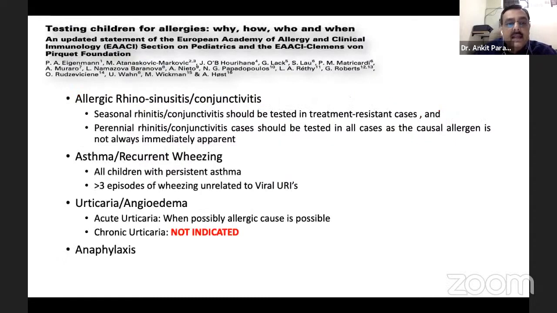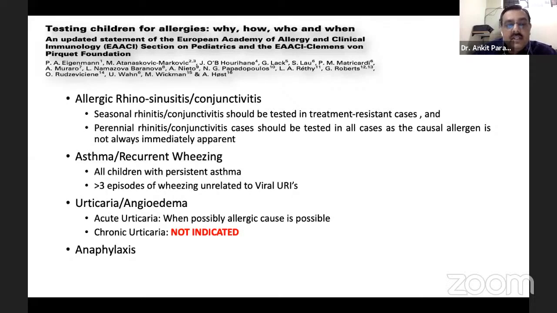Now, these are the IACI guidelines, and it's a very good paper which has been written on testing allergies in children: when, how, who, and when. If we look at the respiratory allergies, allergic rhinoconjunctivitis or sinusitis in addition, so seasonal, if it is resistant to treatment, not all, obviously. A perennial rhinoconjunctivitis, when you do not know the allergen, because these are the group of patients who have bad quality of life. Now, all children with persistent asthma, so if they have symptoms throughout the year and they are on inhaled treatment throughout the year, then yes, in this group of patients we need it.